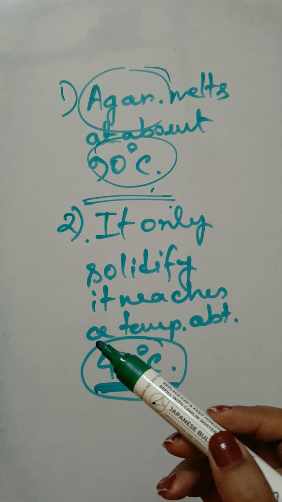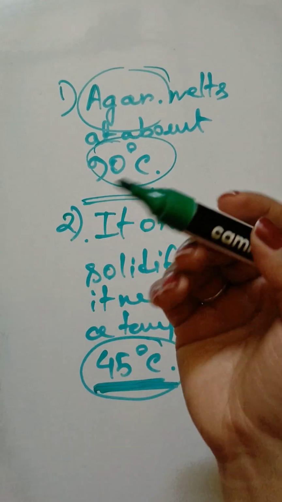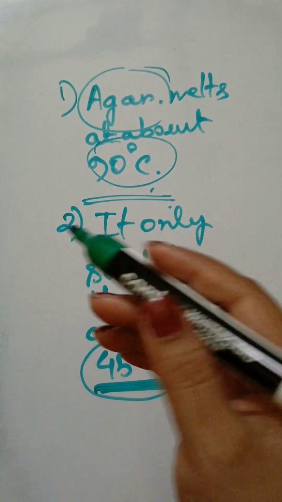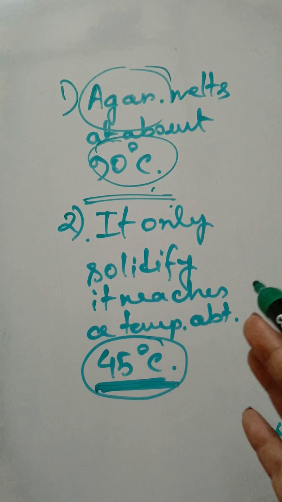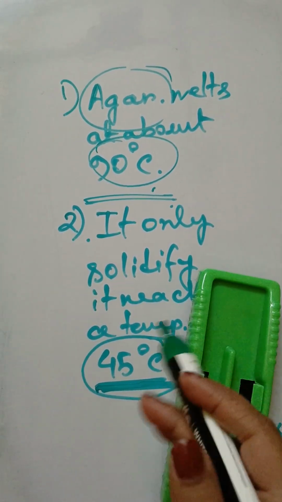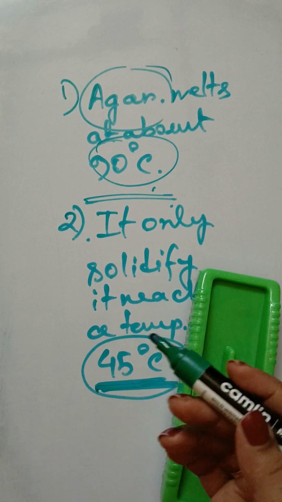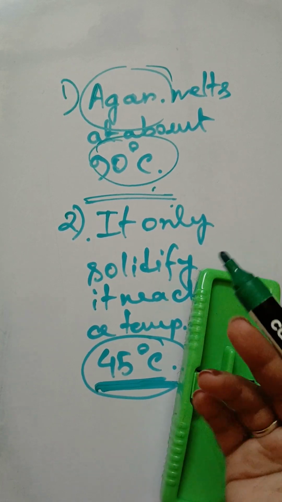At a specific temperature, it will solidify, and at a specific temperature, it will melt. So the melting and solidifying temperatures are already specified, and it is very advantageous for us to use agar as a solidifying agent for the bacterial culture media.